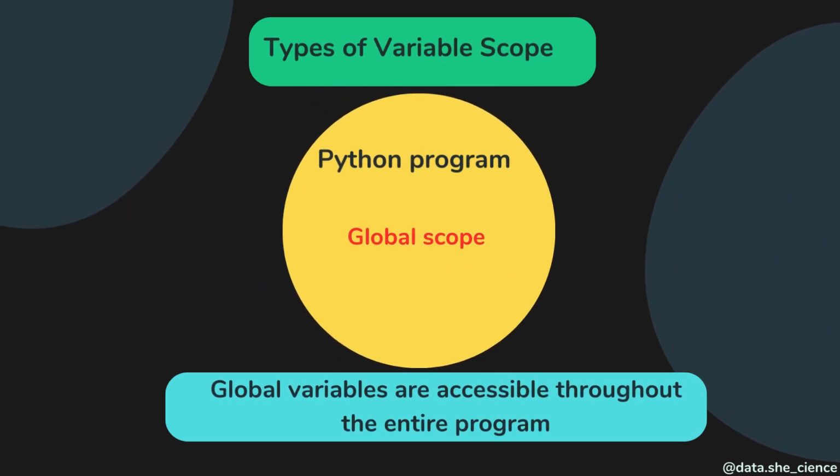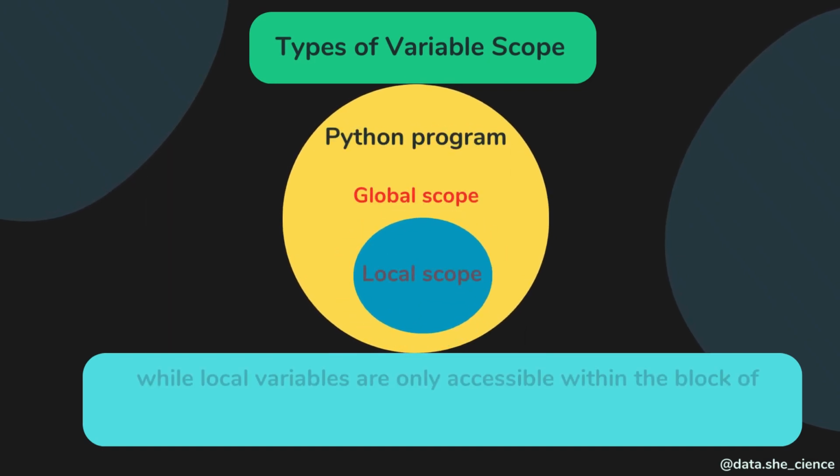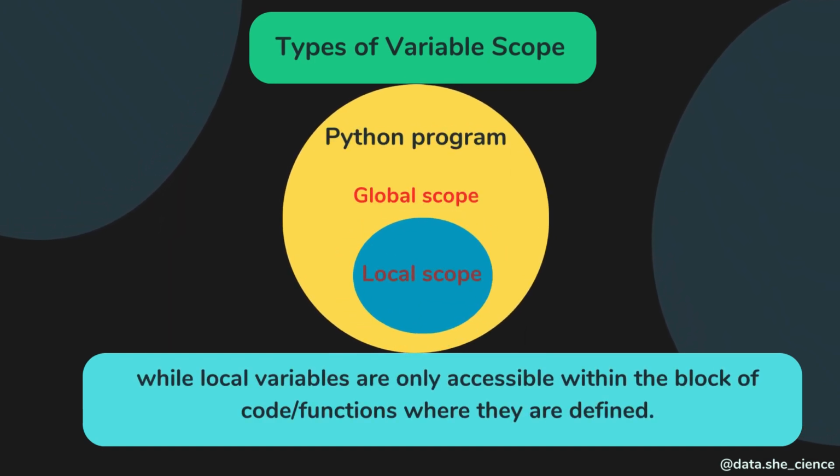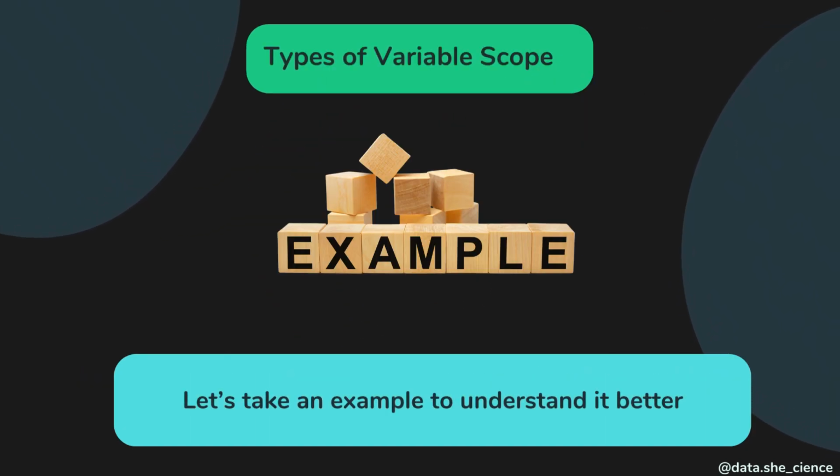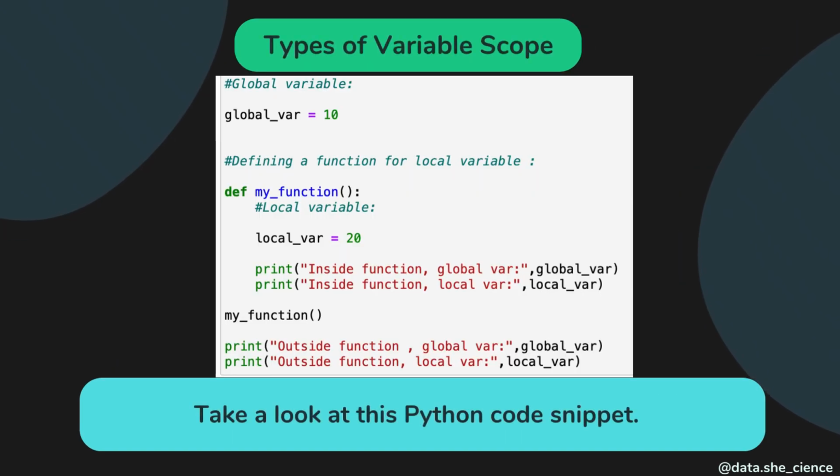Global variables are accessible throughout the entire program, while local variables are only accessible within the block of code or functions where they are defined. Let's take an example to understand it better. Take a look at this Python code snippet.